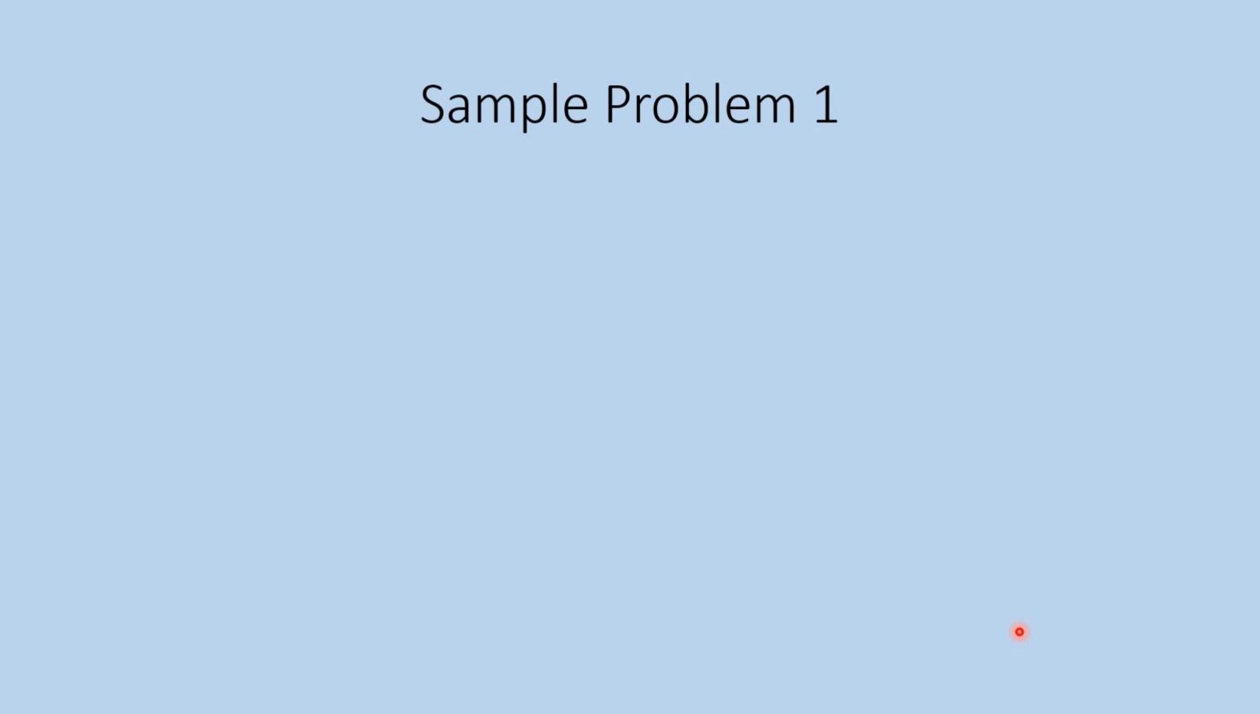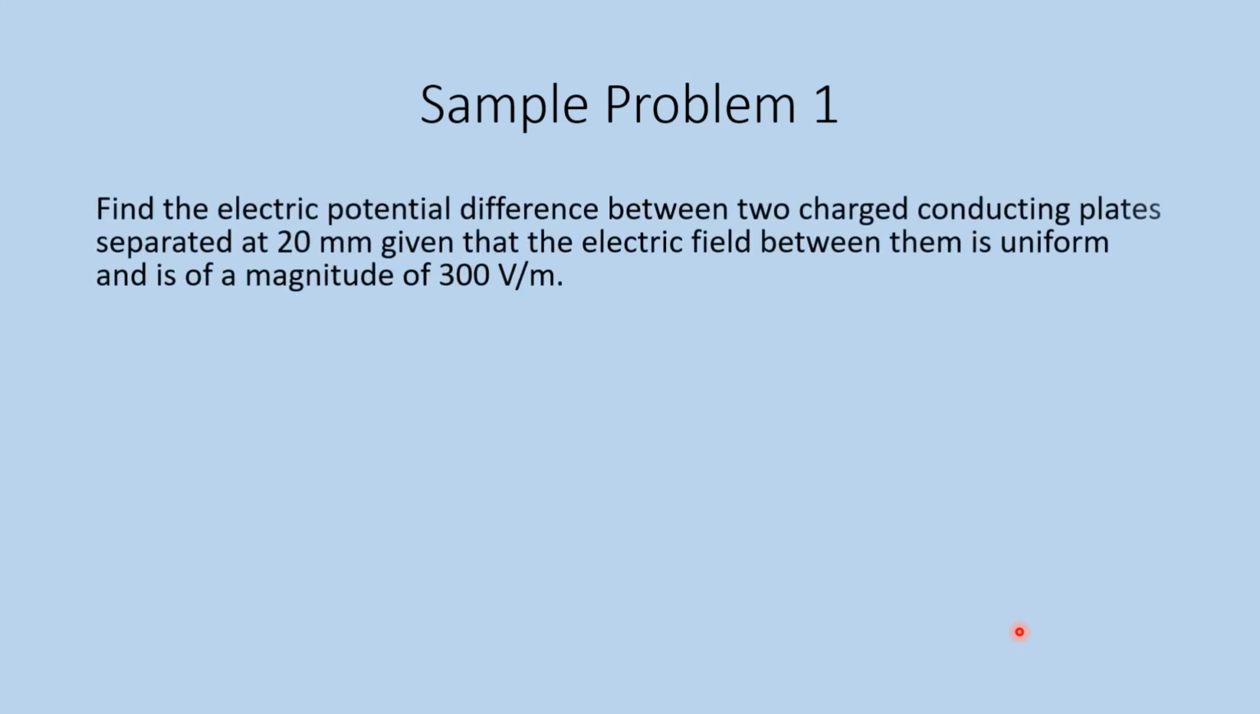Let's apply. Sample problem 1. Find the electric potential difference between two charged conducting plates separated at 20 millimeters. So let's write the given. We have the separation distance, which is 20 millimeters. We convert it to meters, it becomes 20 times 10 to the power negative 3 meters. Given that the electric field between them is uniform and is of a magnitude of 300 volts per meter. We have to find the electric potential difference, delta V.